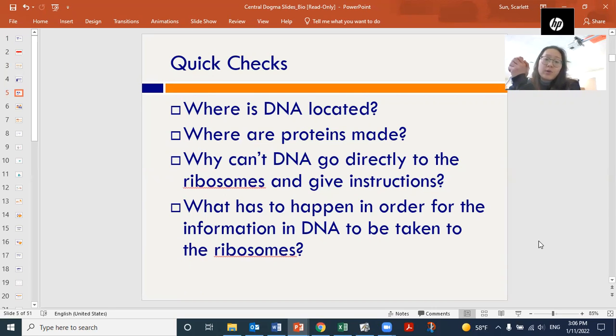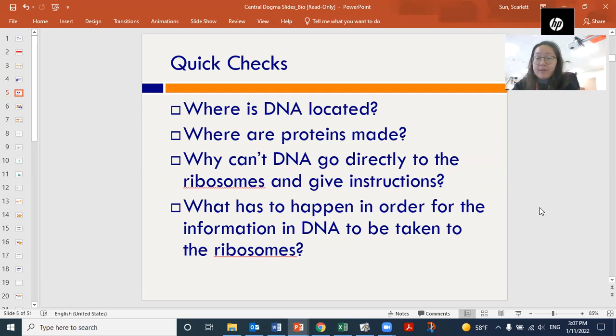The fourth question here says, what has to happen in order for the information in DNA to be taken to the ribosomes? Well, you have to send a message from the DNA. Note also, we're never going to send the whole DNA message out because you never need to read the entire library of information stored in your DNA. You only ever need like one library book at a time. So you'll send one little chunk of a message, like one library book, out into the cytoplasm to be read and to have the protein produced. And then afterwards, it gets removed, it gets broken down, and that message is no more.